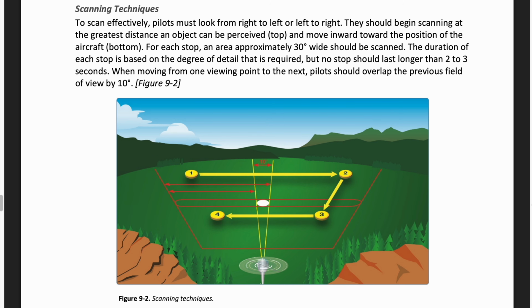The duration of each stop is based on the degree of detail that is required, but no stop should last longer than 2 to 3 seconds. When moving from one viewing point to the next, pilots should overlap the previous field of view by 10 degrees. Now, I take pride in my reading and comprehension, but honestly, I did not understand what I just read. So I'm going to take the time now to break this down for myself.